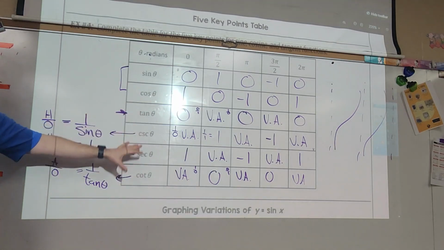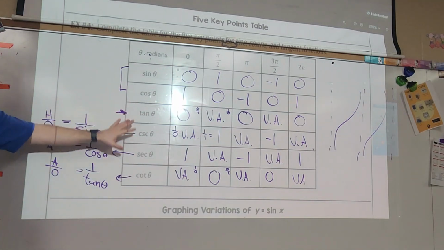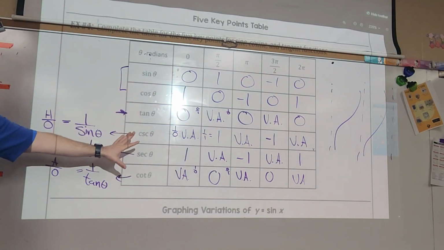If you can graph these, you're going to be able to graph these really easily. Just trust me on that, okay?